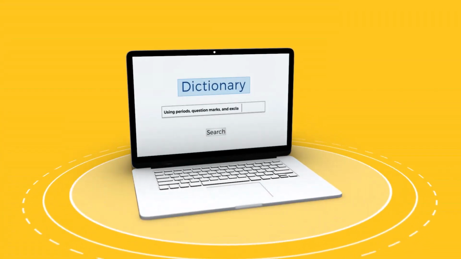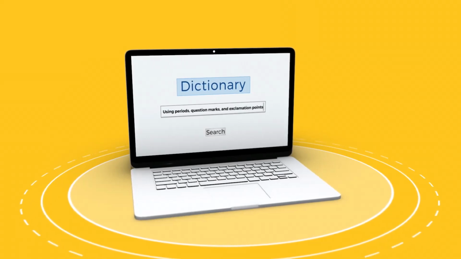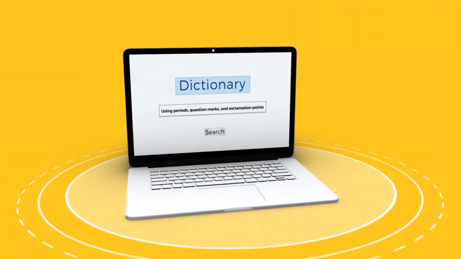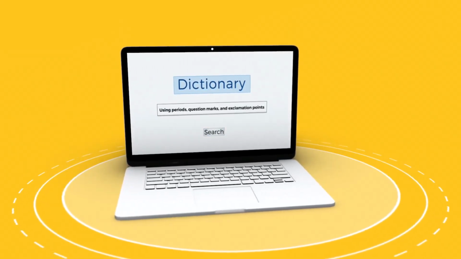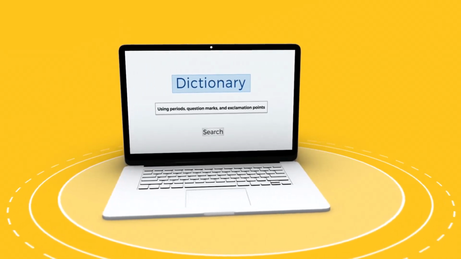These punctuation rules give your writing order. Use them to help readers move fluidly from one idea to the next to reach your intended conclusion.